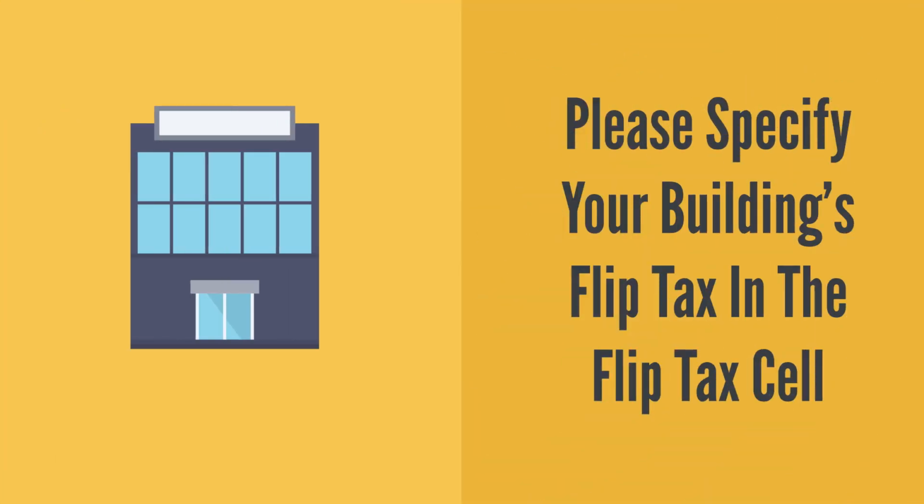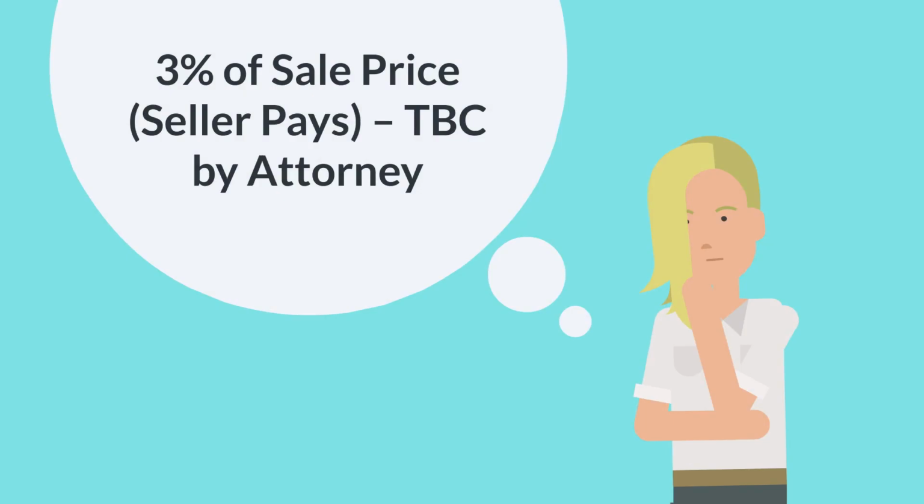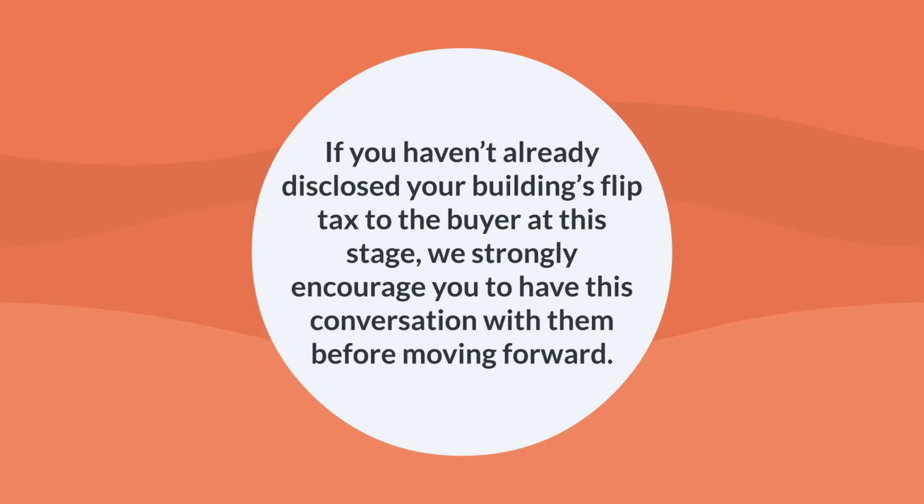Please specify your building's flip tax in the flip tax cell, if there is one. If you're unsure about the exact flip tax, it's a good idea to write "to be confirmed by attorney." Here's an example of what to include in this field. 3% of sale price, seller pays, dash, TBC by attorney. If you haven't already disclosed your building's flip tax to the buyer at this stage, we strongly encourage you to have this conversation with them before moving forward.